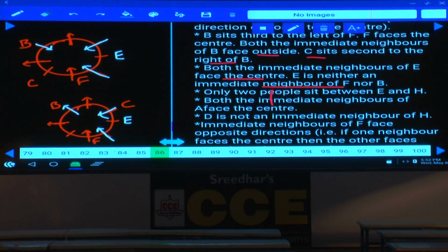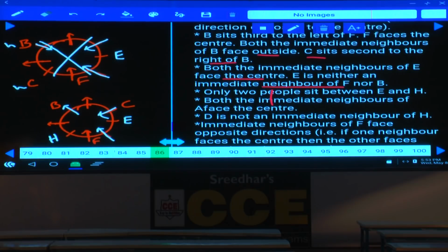Next one, two people sit between E and H. Two people in between E and H. Now the first case is not possible. H can be either here or here. Is it possible? No. Hence in the next one, two people between E and H, 1, 2, H must be at this place. This case is ruled out. Now we are left with this one. And both the immediate neighbors of A face the center. Immediate neighbors of A are facing towards the center. Tell me where can this A be?